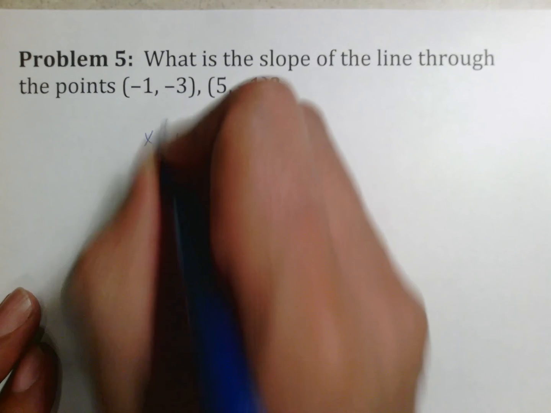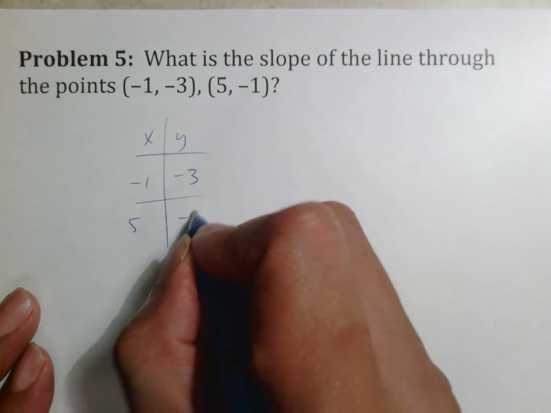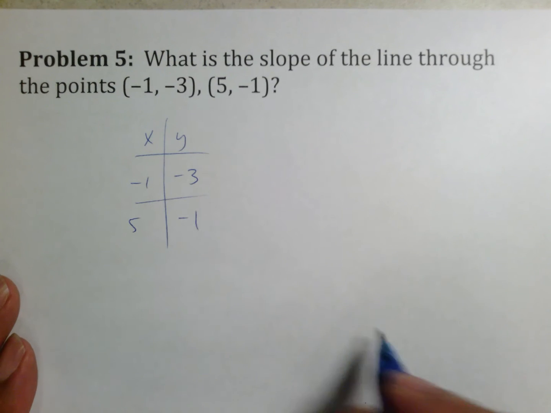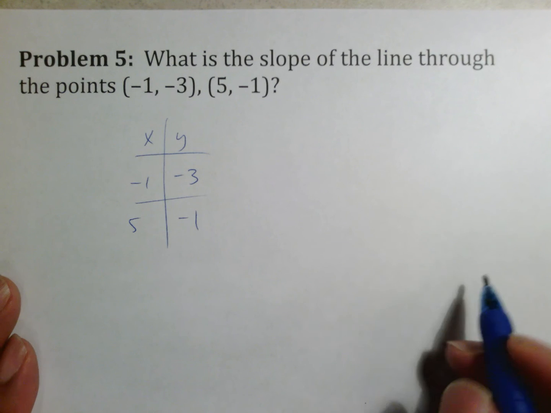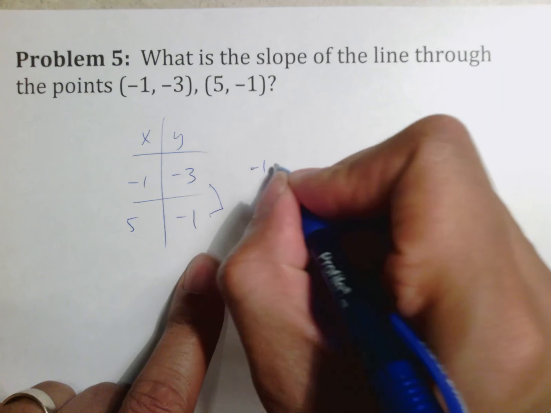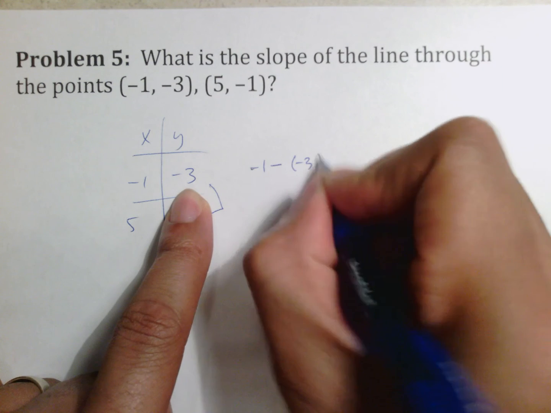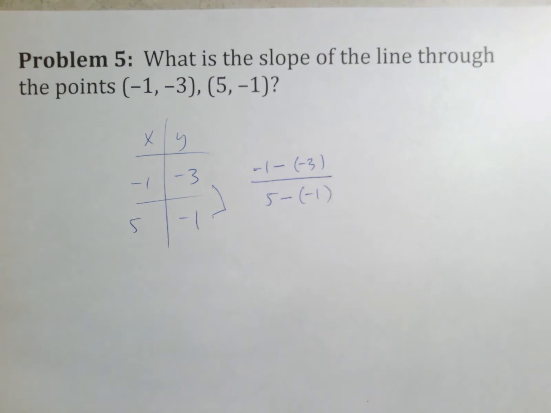Again, if they give you points, make an XY table. -1, -3, 5, negative 1. Again, just take the points and transfer them into a table. And again, you do this minus that first because that's what we did for our table. Negative 1 minus negative 3 over 5 minus negative 1. If you can do that, you should be okay.